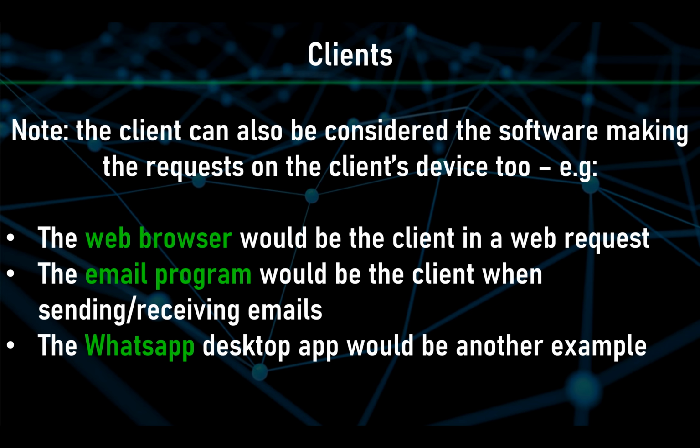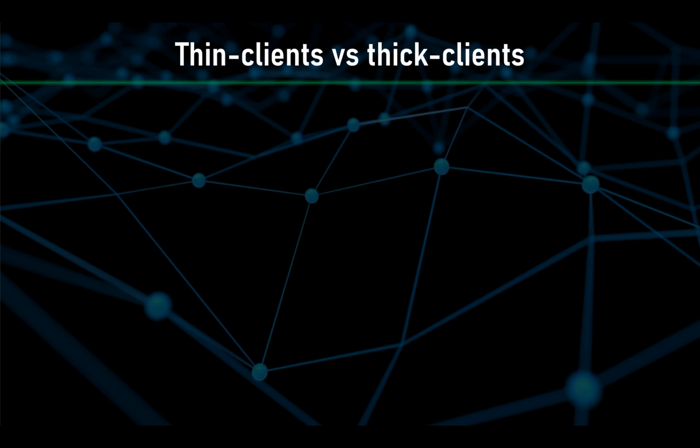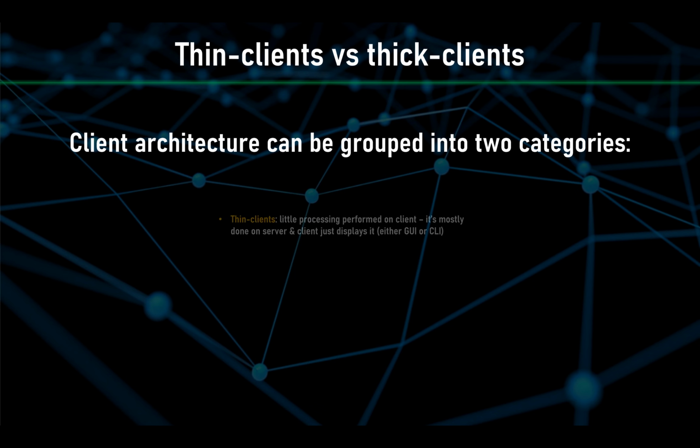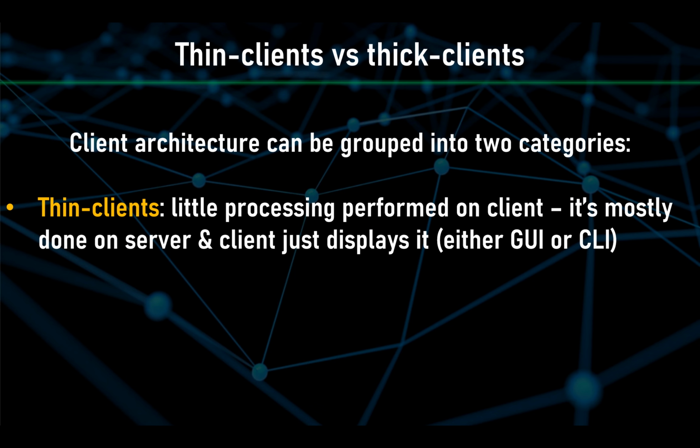And I guess you could say the WhatsApp desktop app would be another example, because you're going to be requesting messages from the server, and then the server is going to be sending those messages to you. So if we look at the two types of clients, thin clients and thick clients, they can be grouped into two categories. So thin clients, we say little processing is performed on the client, or I guess we can say little or even no. It's mostly done on the server, and the client just displays it.